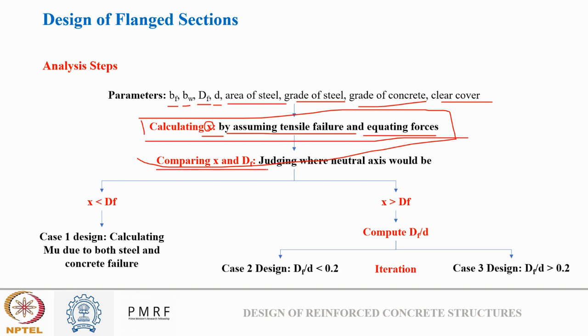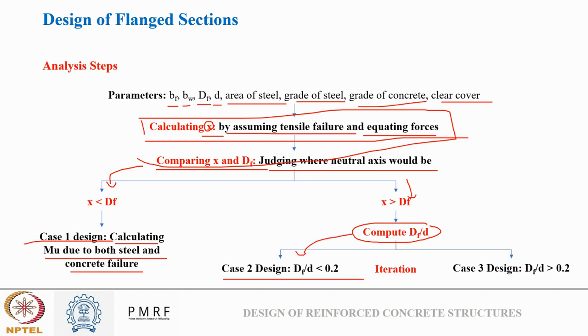Now compare x and Df. If my x is less than Df, then I belong to case 1, where moment can be calculated due to both steel and concrete failure. If my x is greater than Df, then I need to check the value of Df by d. If my Df by d is less than 0.2, I belong to case 2. If my Df by d is greater than 0.2, I belong to case 3.